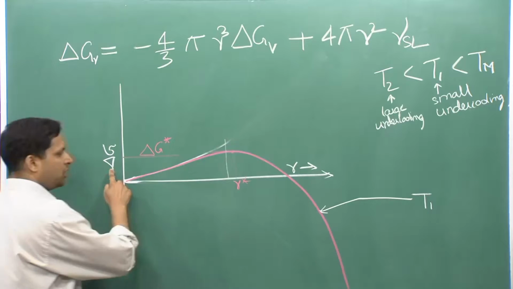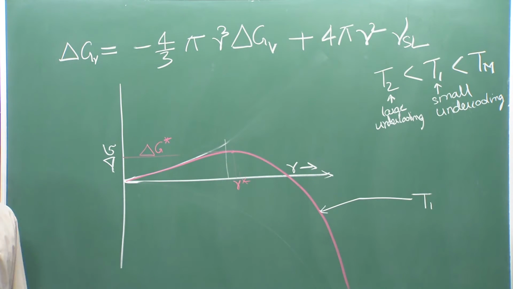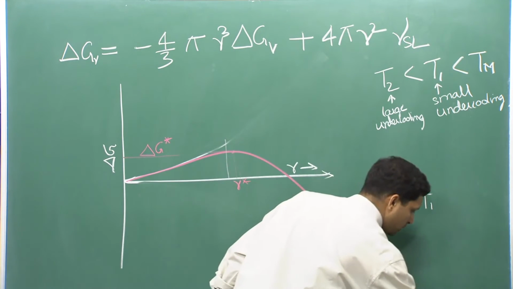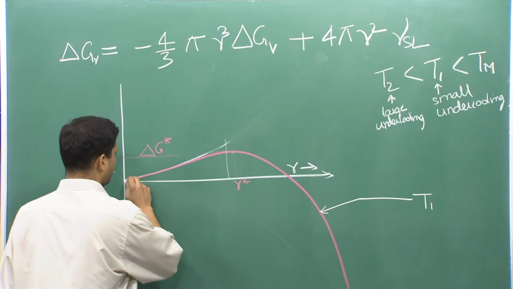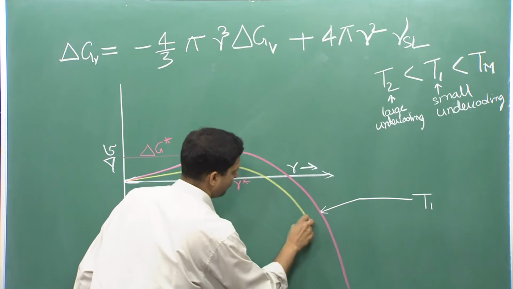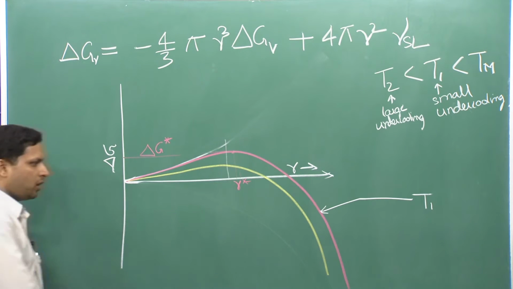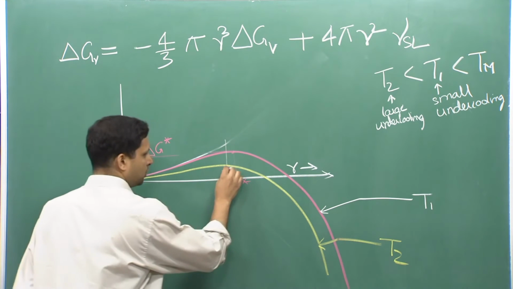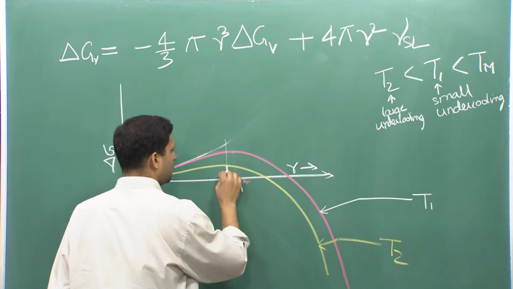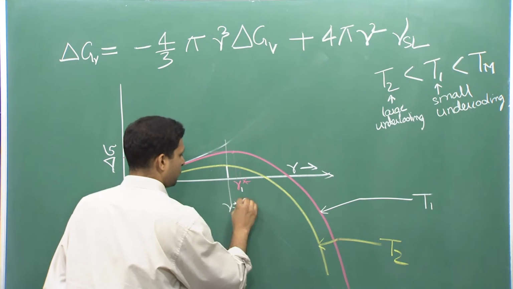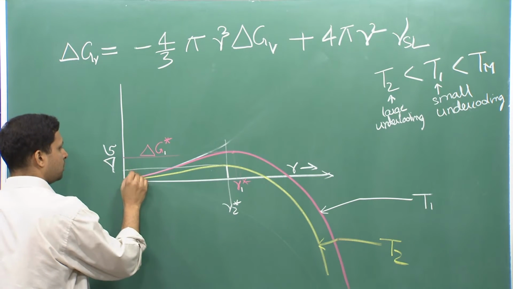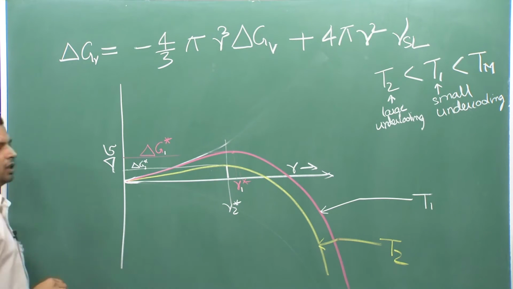Now, this equation also tells us that delta G star should decrease even faster with increase in delta T. So, delta G star should now be even smaller. In fact, the magnitude of decrease in delta G star should be larger than the magnitude of decrease in R star. So, it should be something like this. The yellow curve is for T2. This is R1 star and this is R2 star, and correspondingly this becomes delta G1 star and this becomes delta G2 star.